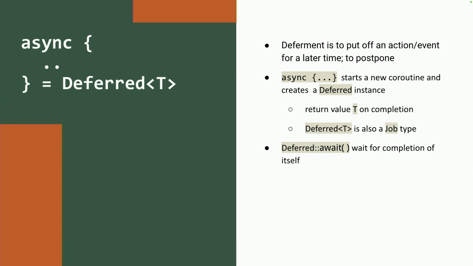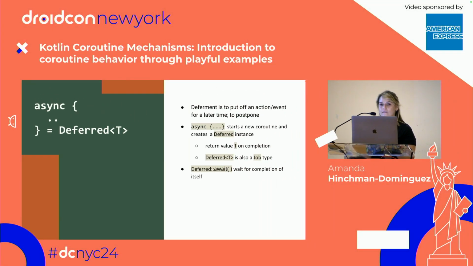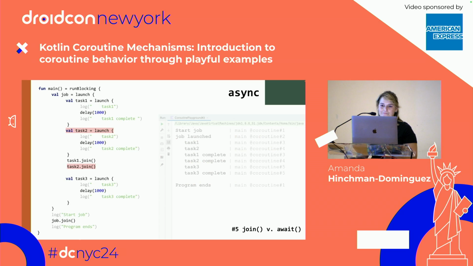When you call that async coroutine builder, it'll start that coroutine and it creates a deferred instance which returns the value T on completion. It's good to also know that deferred is also a job type, so you're able to call cancel and join if you wanted to do that. The more important part is that deferred has an await method, which is used to wait for the completion of whatever calculation or task itself. Okay, so we're going to take our previous example and change task 2 to become async launch.